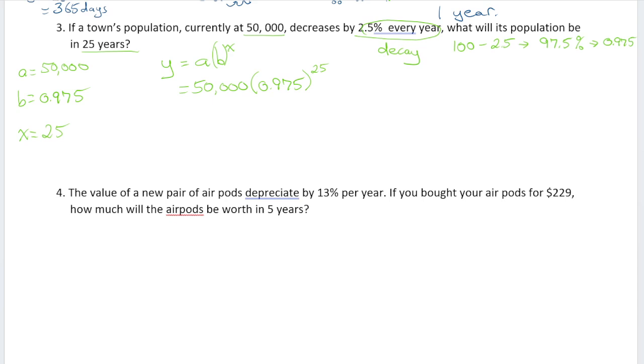And this is the power of exponential, of compounding ideas, right? Like, it's only going down 2.5%. So how much could it really go down after 25 years? Well, in reality, it's going to drop to 26,551 people. So it's almost been cut in half by only dropping 2.5% every year.